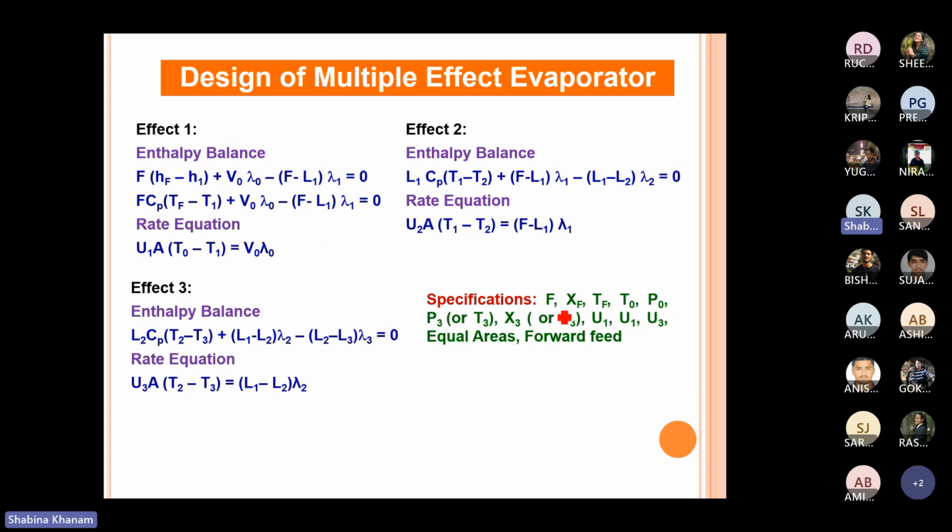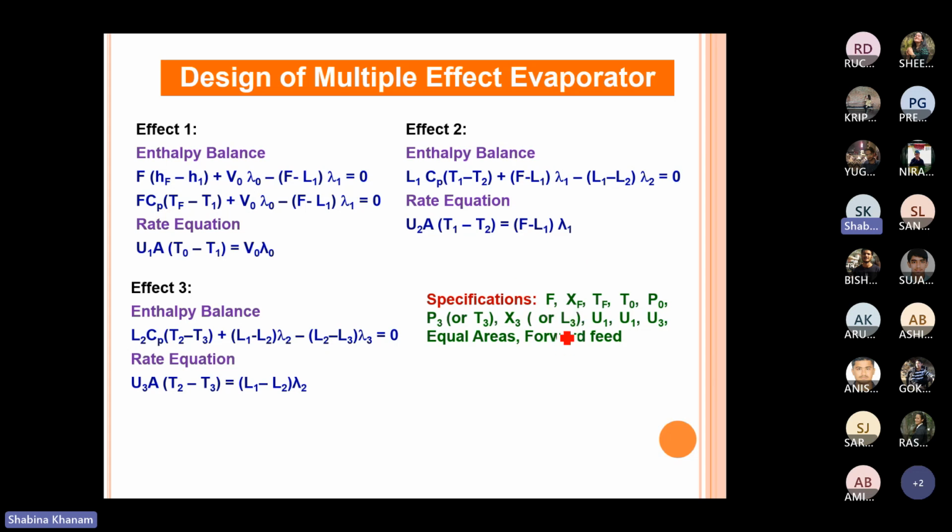All these parameters would be known, or we can say specified parameters. And unknown parameters would be what? See, here you only have T3, but T1 and T2 you do not know. So T1, T2 could be the unknown parameters.